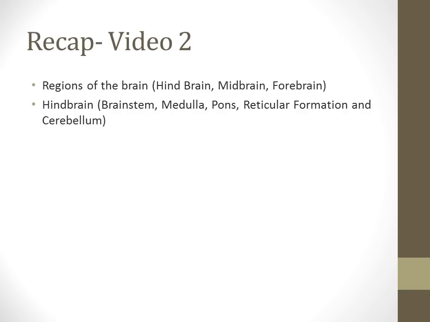So let's recap what you just viewed in this video. This is video 2, known as the hindbrain. What we reviewed was the different regions of the brain. We looked at the hindbrain, the oldest structure, survival functions; the midbrain, which helps with memory; and then the two branches of the forebrain, the limbic system and the cerebral cortex. And then we went into detail on the hindbrain. We talked about the different roles of the brainstem, the medulla, the pons, reticular formation, and cerebellum. I would make sure you know the functions really well, where they're located, and how they might apply to your behavior.